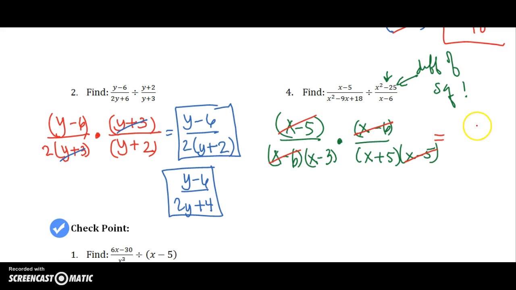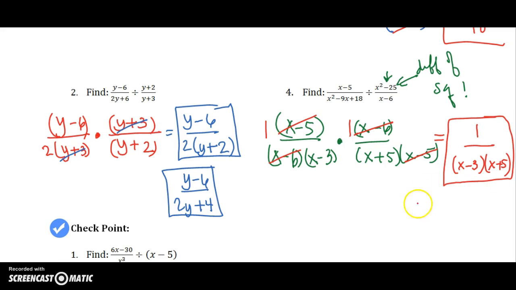So I have nothing on top, but yes, I do have something on top. It's an understood 1 in front of both of those. So 1 over x minus 3 times x plus 5. And don't take the time to FOIL that out. That is just a fine answer. So I would argue that if this is a good answer, then that is a good answer. So if your book is doing this, don't worry about that.